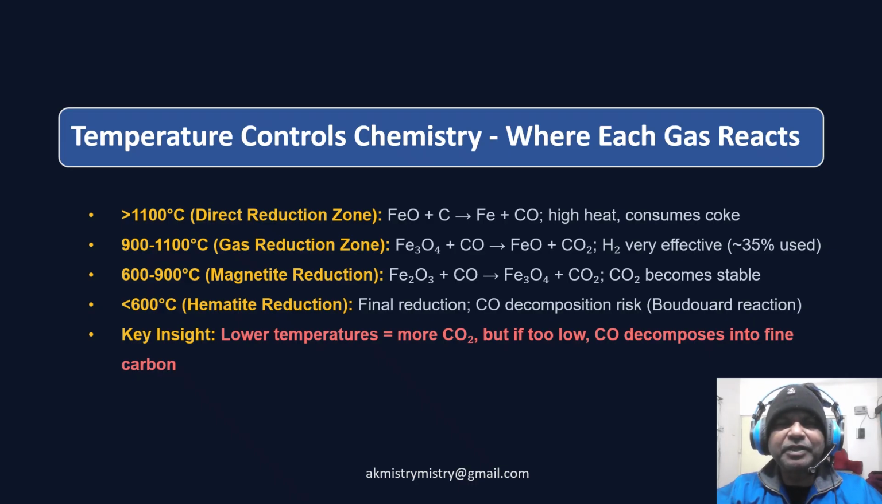Between 900 and 1100 degrees in the gas reduction zone, Fe3O4 reacts with carbon monoxide to form FeO and CO2, and hydrogen is also very effective here with around 35% utilization. From 600 to 900 degrees, hematite converts to magnetite and then to lower oxide, and carbon dioxide becomes more stable in the gas. Below 600 degrees the final stage of hematite reduction occurs, but there is also a risk of carbon monoxide decomposition by the Boudouard reaction, which deposits fine carbon.